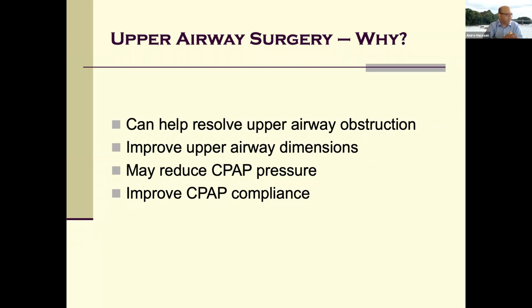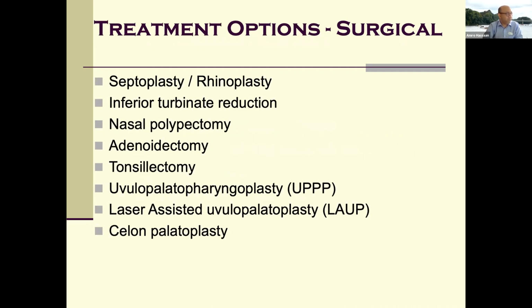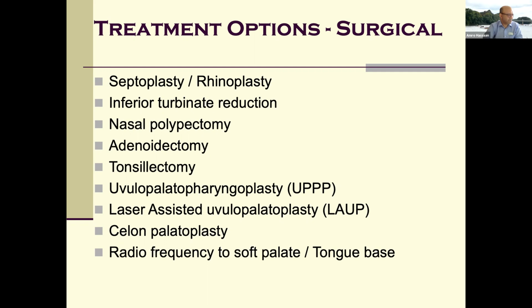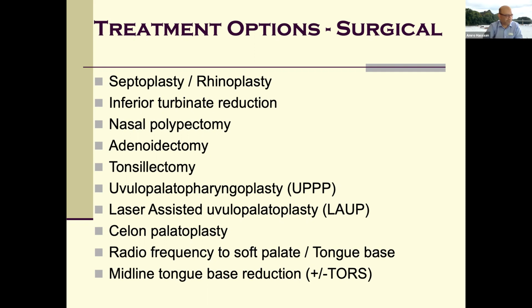So upper airway surgery. Well, we've said it can help those things, including CPAP compliance. And what we can do is, if the nose is the problem, septoplasty, rhinoplasty, inferior turbinate reduction, get rid of those nasal polyps if they're there, remove the adenoids and tonsils. Remember, in children that's particularly effective. And then we've got very specific surgical interventions related to OSA, which is the uvulopalatopharyngoplasty, which we'll see in a minute, or laser-assisted uvulopalatoplasty, or Cylon palatoplasty. All these will have examples in the next few slides. Oh, and there's a few more. Midline tongue-base resection, that's with a robot, which we're coming into using.